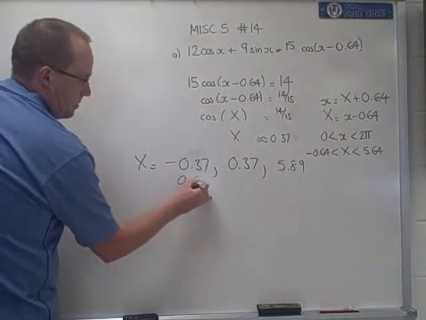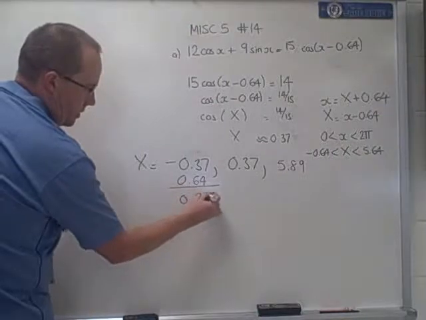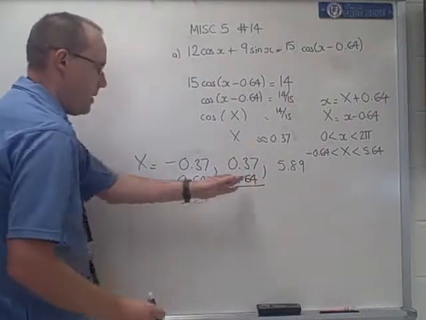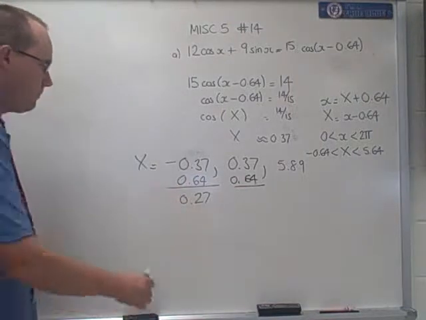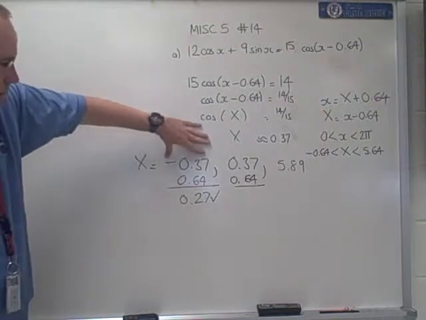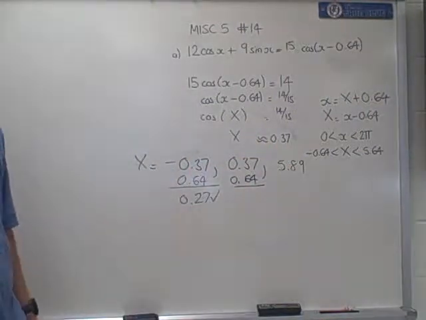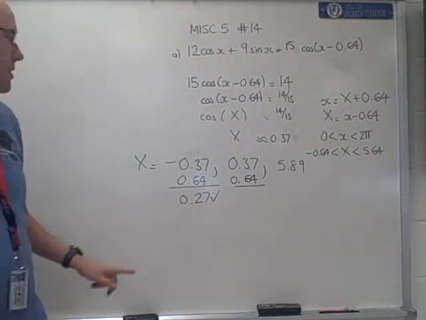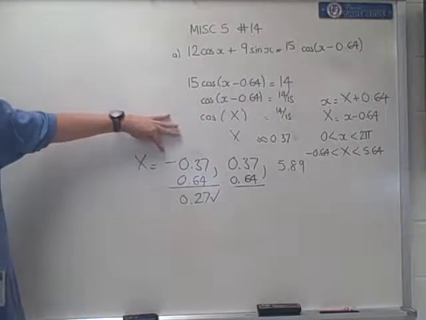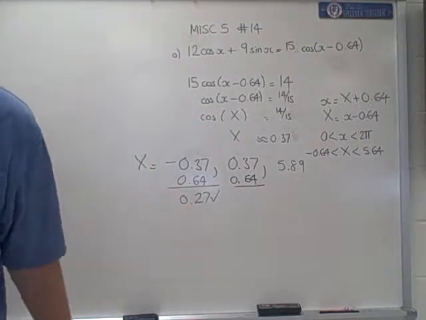So when we add 0.64 to this one, we're going to get 0.27. And when we add 0.64 to this one, certainly we're going to get an answer that's bigger than 0.27. So this will be our smallest value. Another way we could have figured this out as well is, once we found our two key values, we can add on 2 pi or subtract 2 pi to find any other values. And 5.89 take away 2 pi would actually be our negative 0.37. So our answer to this one is 0.27.